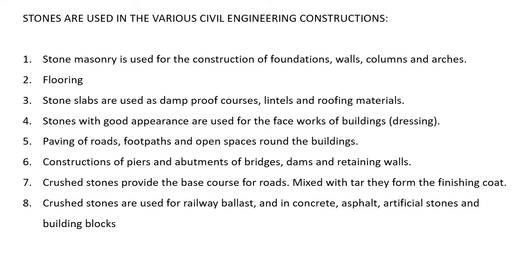Here you see a list of different types of civil engineering constructions that use different types of stone. So flooring, different types of stone are used then, for example, for roads or for the construction of piers. So all these engineering constructions have specific demands on the type of geological material that they use.